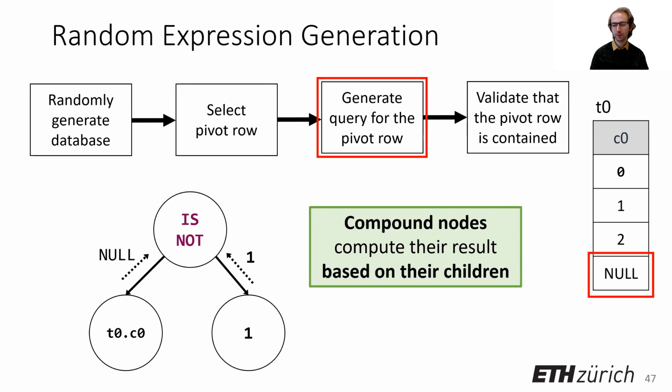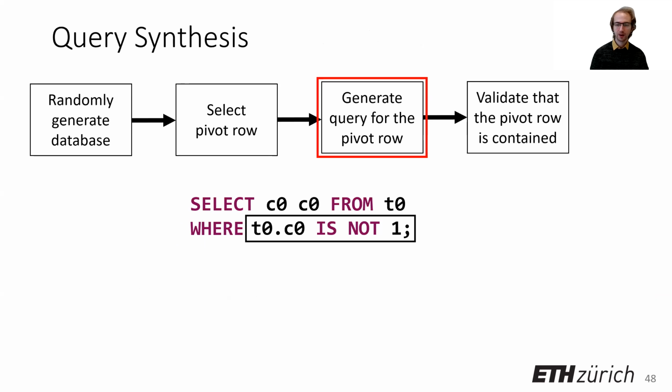And compound nodes compute the result based on the children. The IS NOT operator here compares null and 1, and since they are not the same value, the operator returns true. Now, knowing that the predicate is true, we can use it directly in our where clause. We could have also used it in any kind of join clause, knowing that the result will be contained.